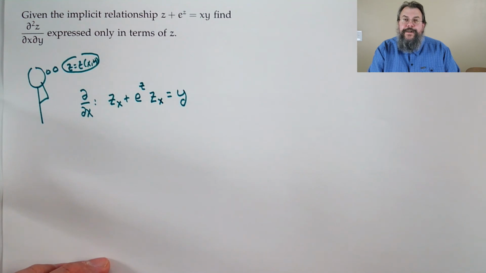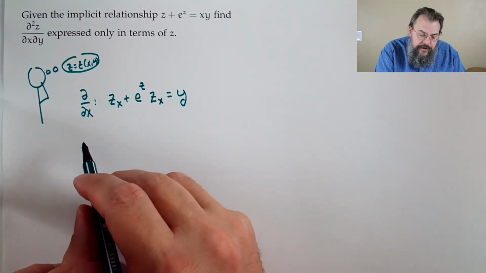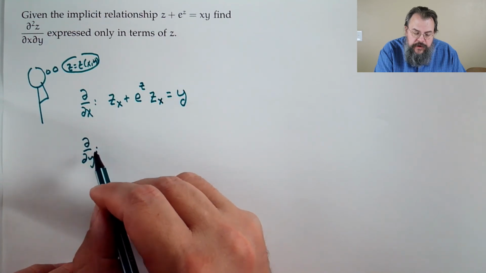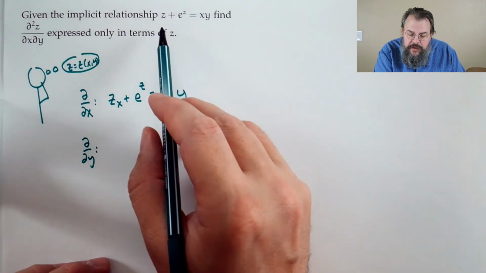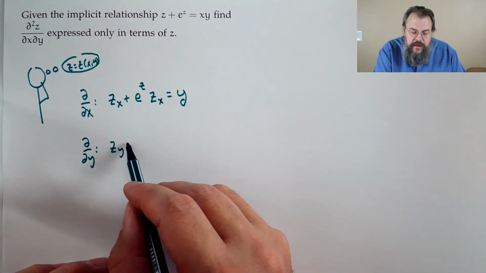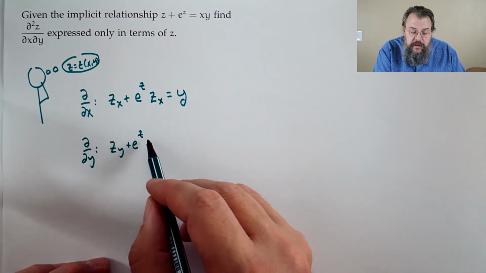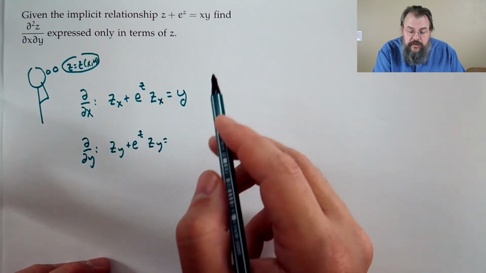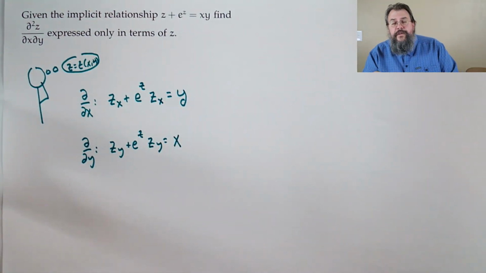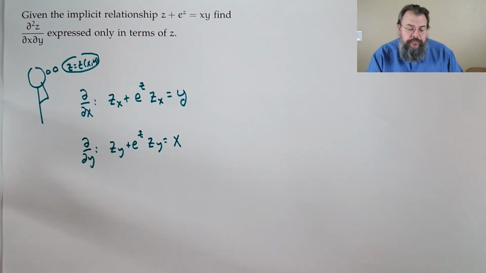Okay, good. Now, what else? Well, if we wanted to, we could have taken the derivative with respect to y. Now, I'm starting with the original equation here. And we can say, look, z sub y plus e to the z, z sub y equals x. All right. That's very similar. There's a lot of symmetry going on here.